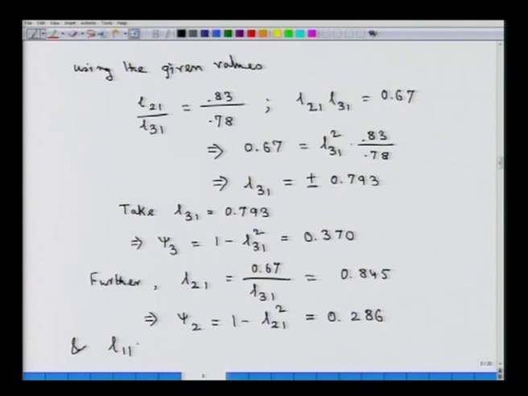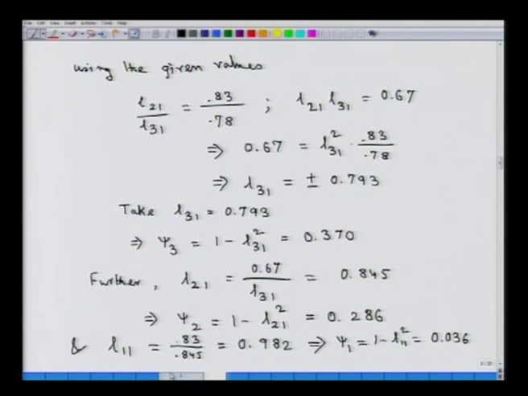And we can also solve for L11, because now we have L21 value also known to us, L31 value is also known to us. So, this turns out to be 0.83 divided by L21. L21 is 0.845. So, this value turns out to be 0.982, which in turn is going to give us this psi 1 factor, which is 1 minus L11 square, and thus this is going to be equal to 0.036, right. So, this is the entire solution.